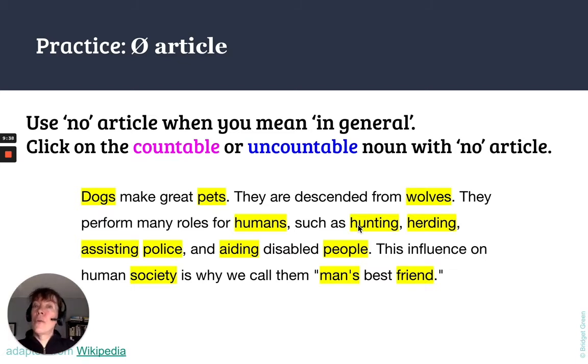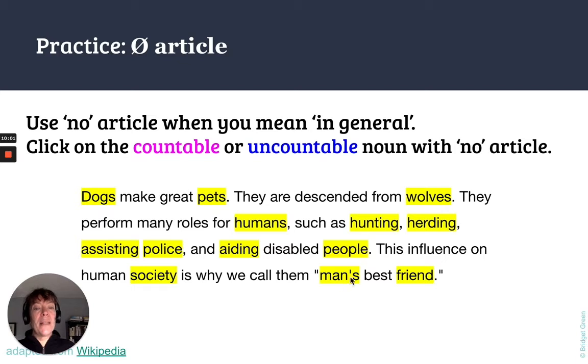There's no auxiliary verb. I am hunting. If it's I am hunting, then hunting is the main verb. But here, there's no auxiliary verb and no subject, so we know it's a noun. Hunting, herding, assisting, police, aiding people, society, man's best friend.